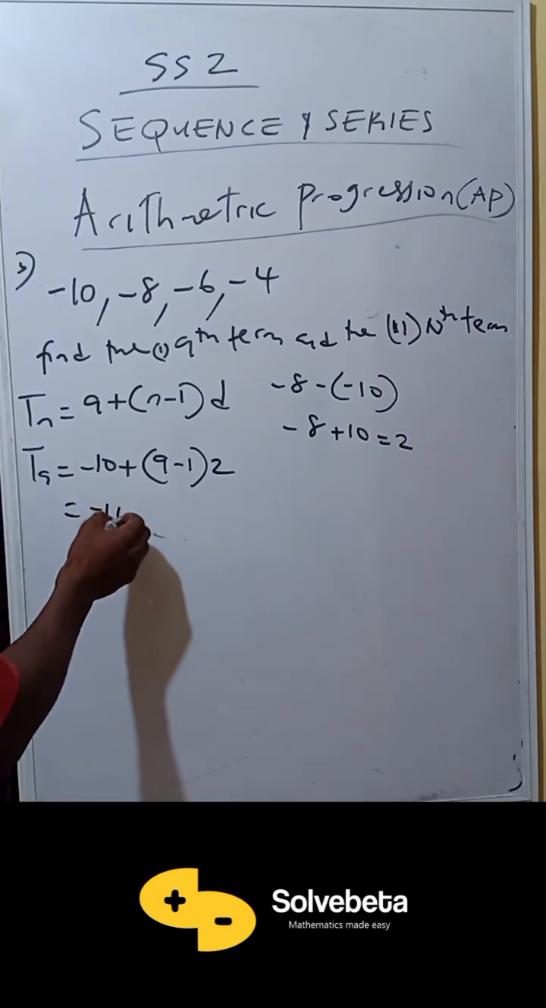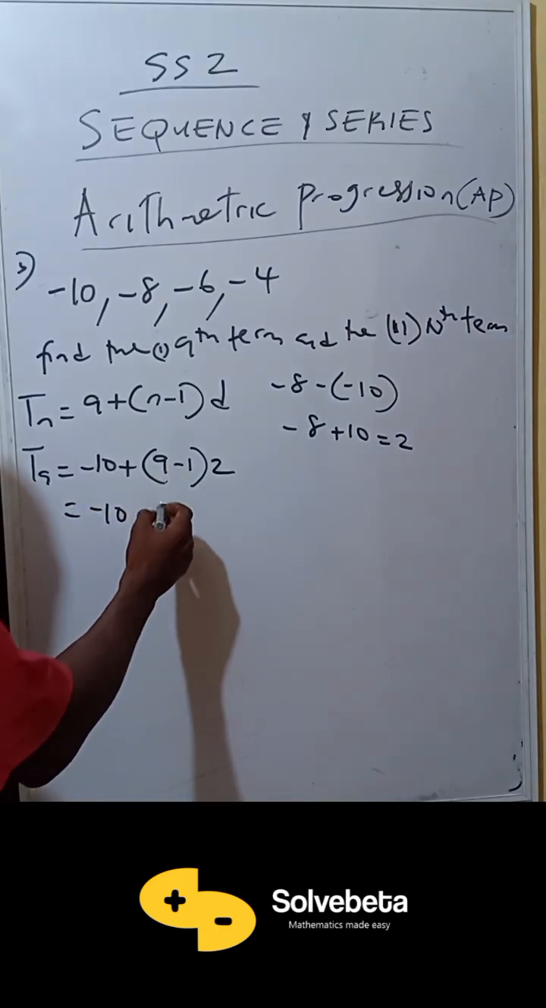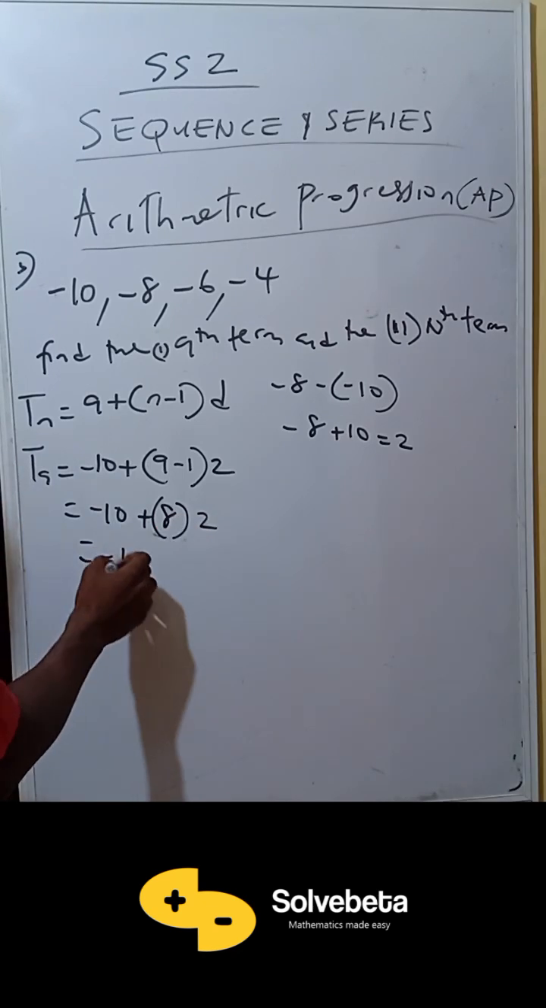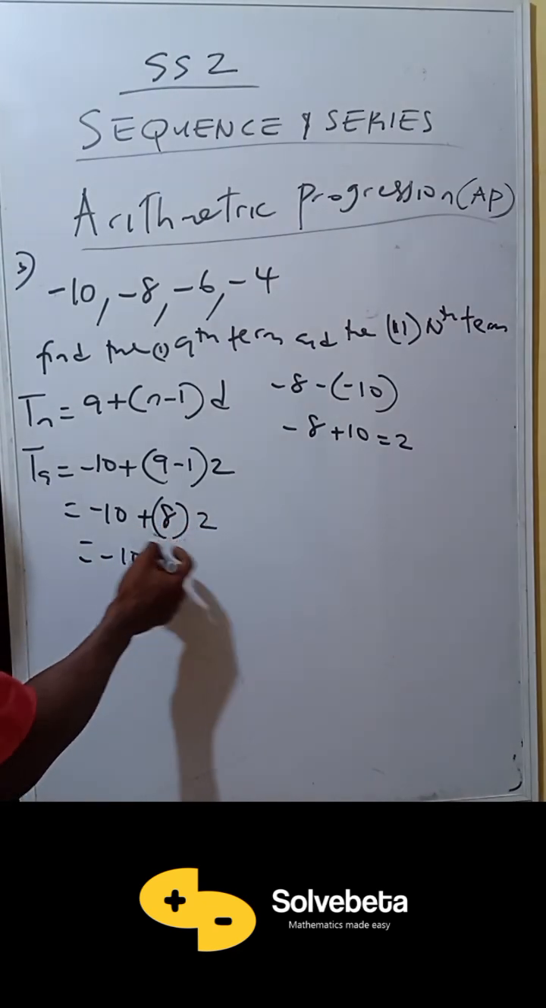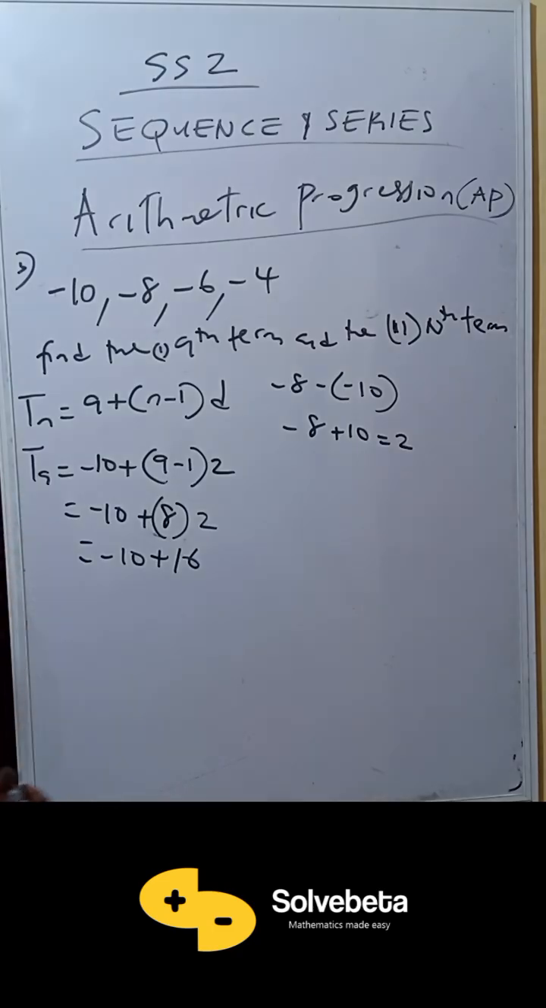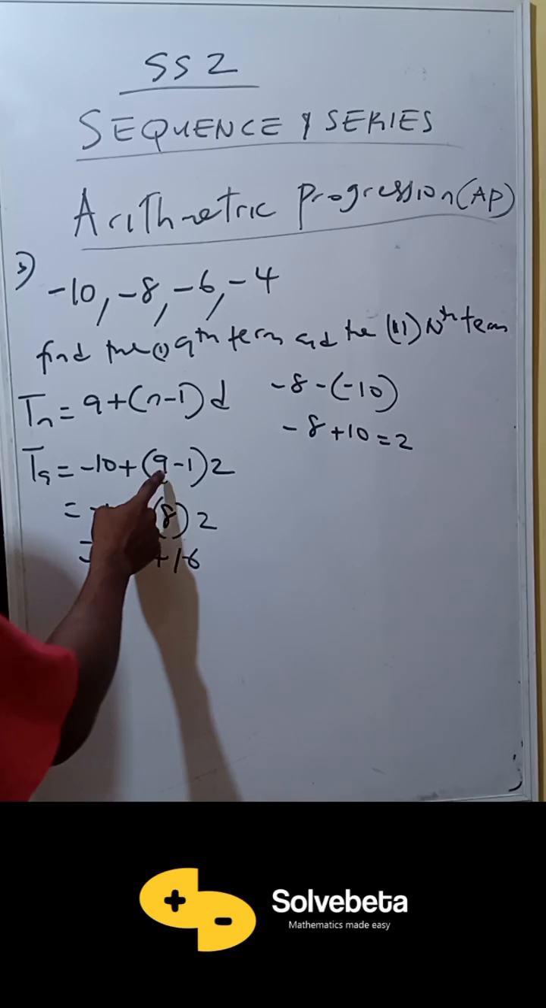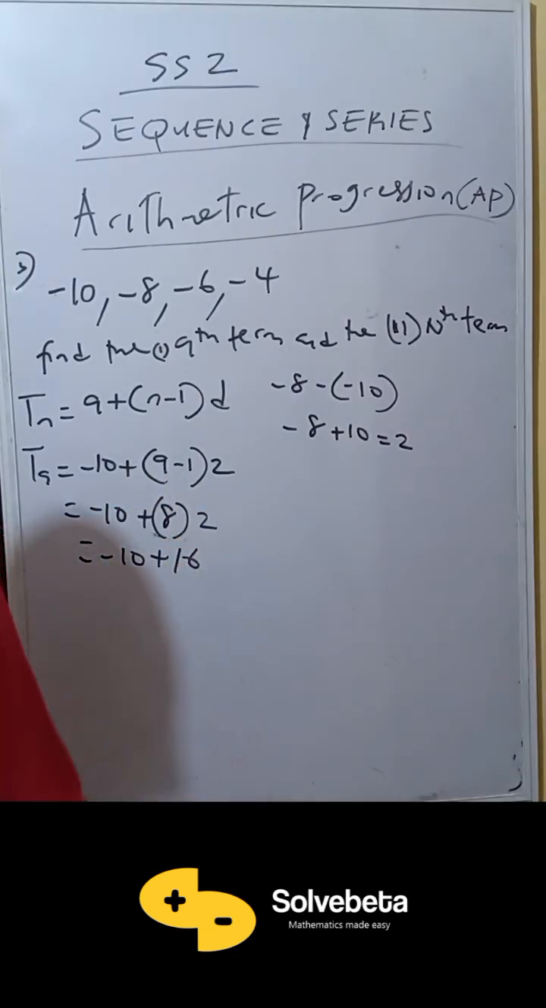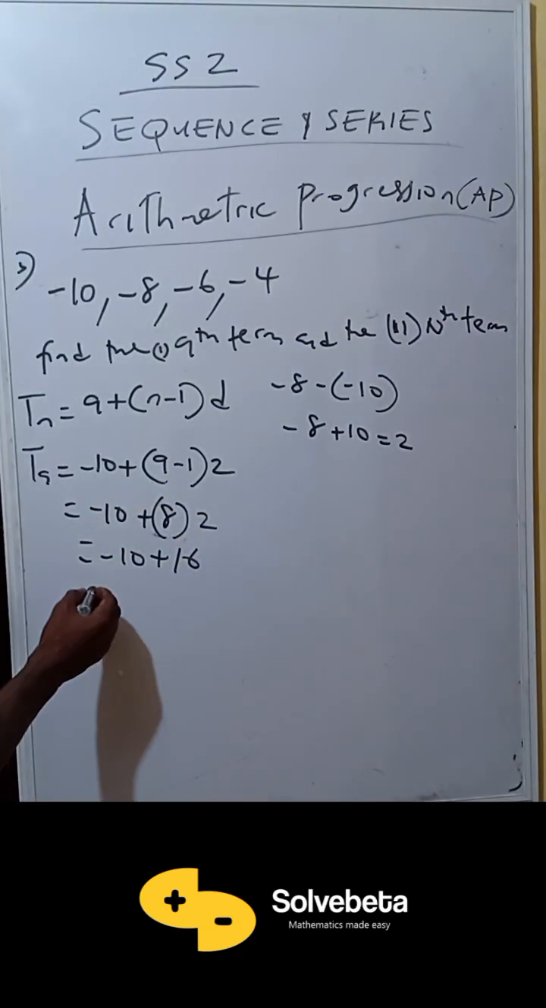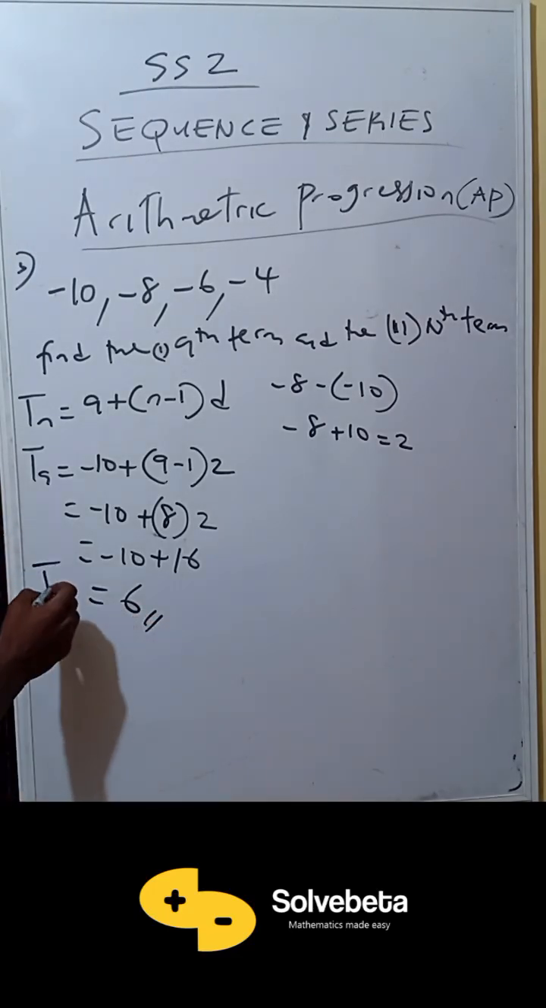So you have minus 10 plus 9 minus 1, which is 8. 8 times 2 is 16. So you have minus 10 plus 16, and that should be 6. So it means that the 9th term is 6.